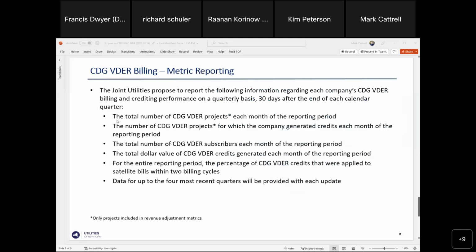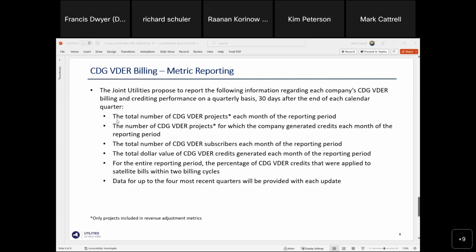We're proposing reporting metrics in addition to the one that results in the negative revenue adjustment. And these metrics reflect our willingness to be transparent and to provide a leading indicator to our performance with regard to CDG crediting. We're proposing that these metrics be publicly reported on a quarterly basis, 30 days after the conclusion of the calendar quarter. The quarterly report would provide several measurements broken down by month.